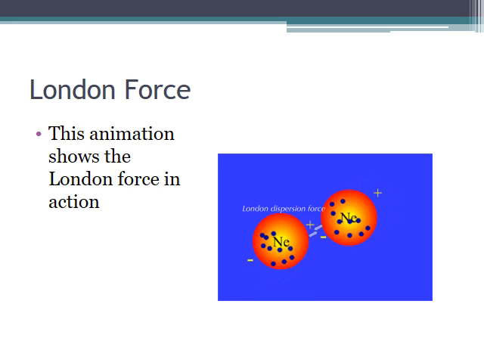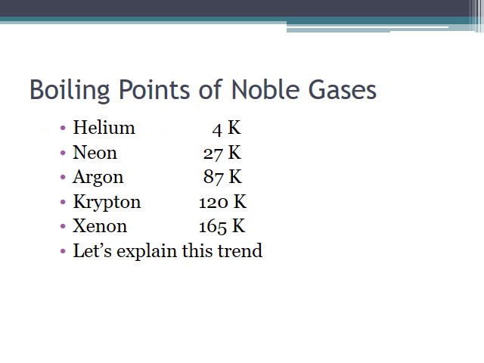This animation shows the London forces in action. Look at the electrons unevenly distributed. The partial negative on one side is attracted to a partial positive on another. So here are our boiling points. 4 degrees Kelvin for helium, 27 degrees Kelvin for neon. It's difficult to visualize the Kelvin scale. Let's convert those to Fahrenheit. Minus 452 degrees. That's really, really cold. The attraction is very slight, so they boil at a low temperature.